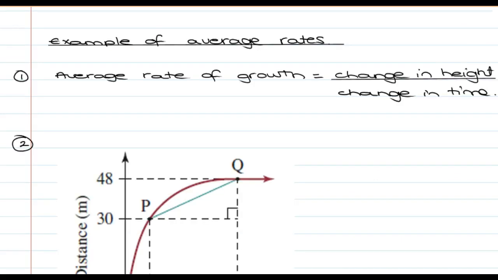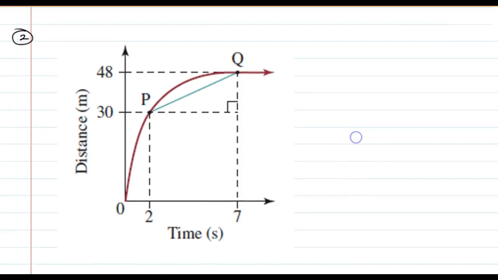And my second example is just to do with this graph. We can see it's a distance time graph, and the red line is the distance travelled over time, and we have two coordinates P and Q. If we want to work out the average rate of change between those 2 points, we'll actually be calculating the average speed. So if we do that, we have some coordinates here. So this coordinate is (7, 48) and this coordinate here is (2, 30).